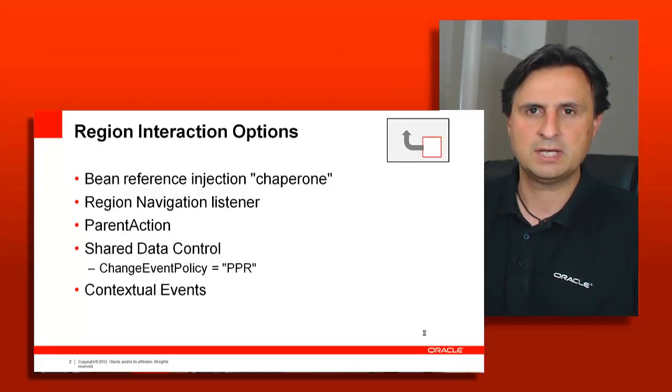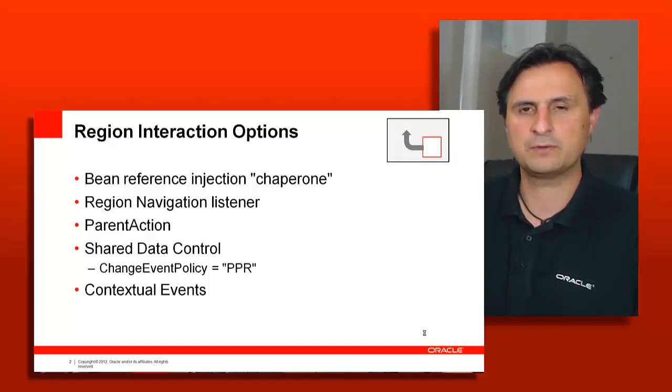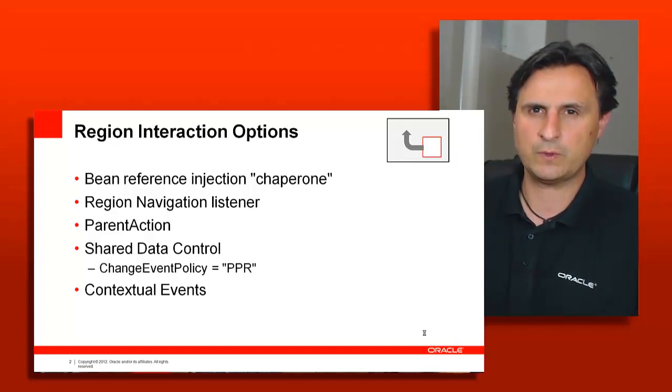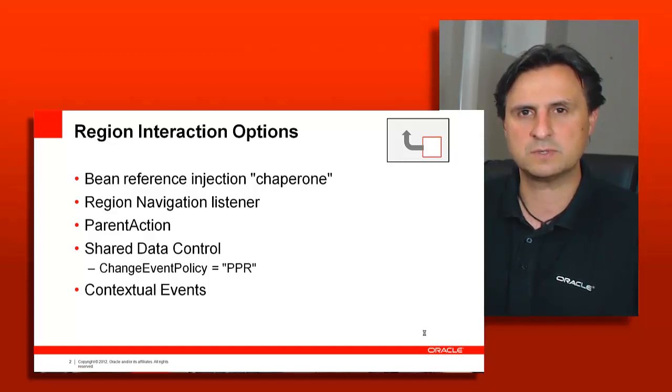One of the techniques that we introduce in this session is called Chaperone. This is basically a bean reference injection, so you're referencing a bean from the bounded task flow that has its origin within the page view or in the parent page. Another option is to use a region navigation listener to listen for navigation in a region. Another one is the parent action, a tag that you can add within the bounded task flow navigation to trigger navigation on the parent view. I will introduce that in this session as well.